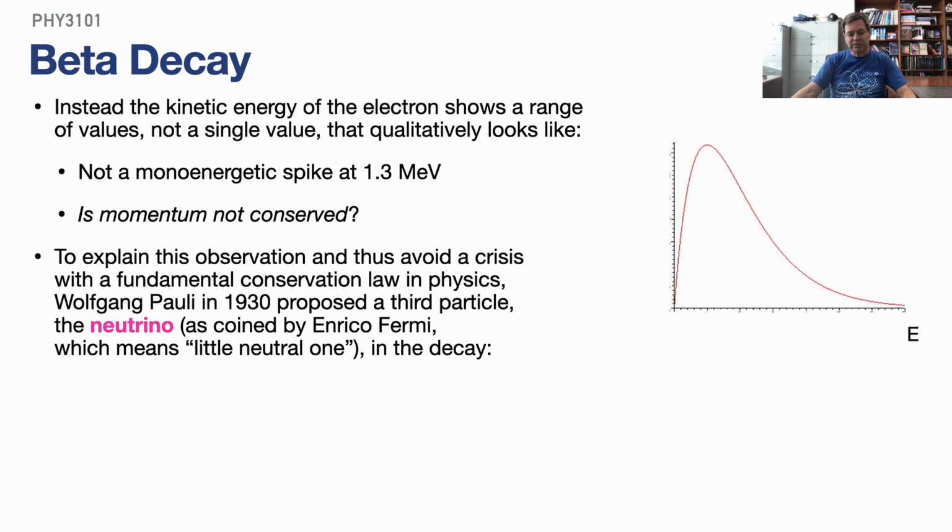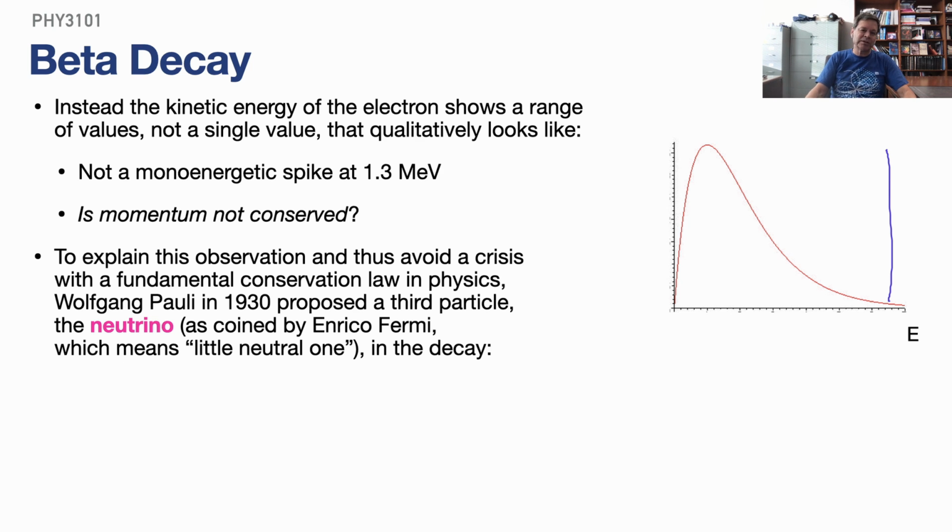Is momentum not conserved? So a monoenergetic spike, by the way, would look like a spike, say, at a certain fixed value at the end of the spectrum there. So if there's not this monoenergetic spike and it's a distribution for the electron energy, does that mean momentum is not conserved? That would be a crisis in fundamental physics, right? We've always told you momentum is conserved. And so it was up to Wolfgang Pauli, who proposed an explanation to avoid this crisis.